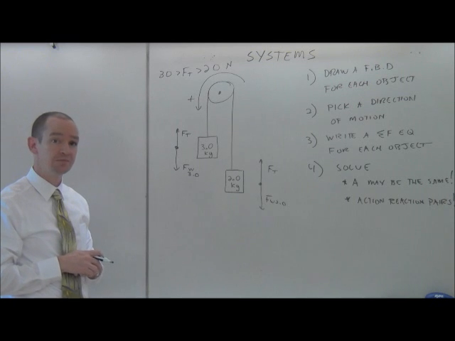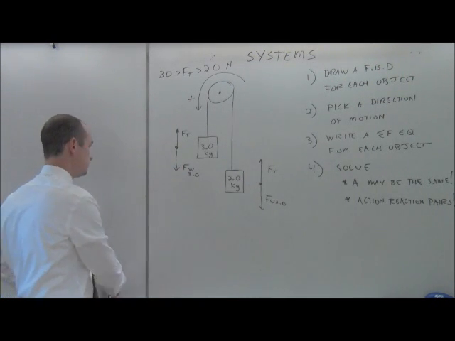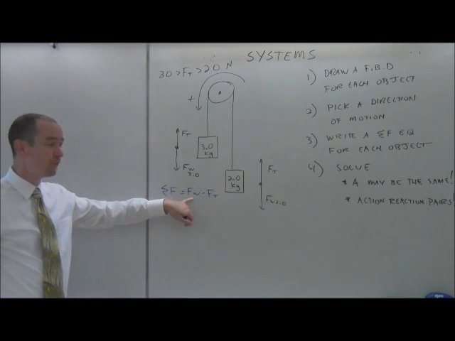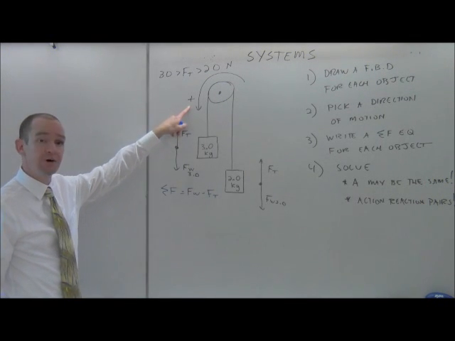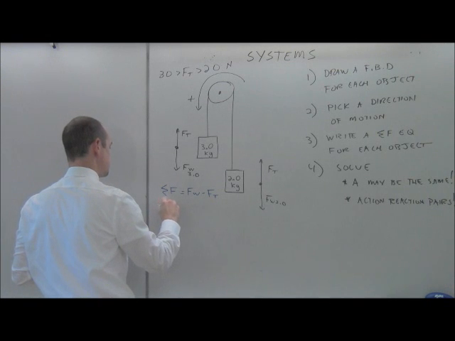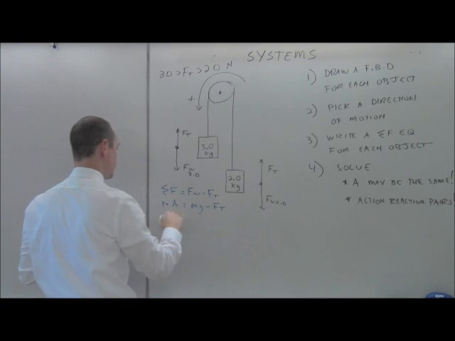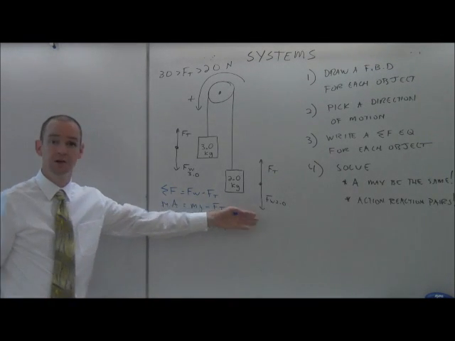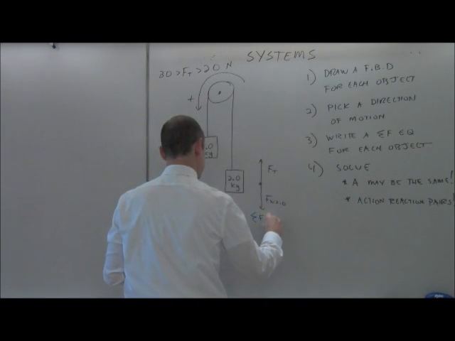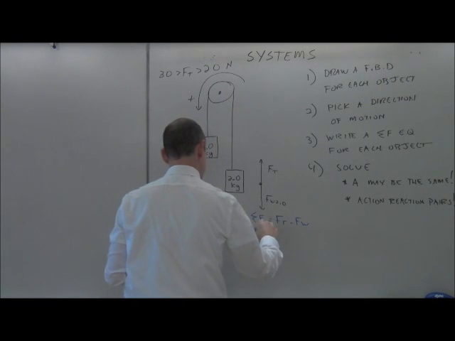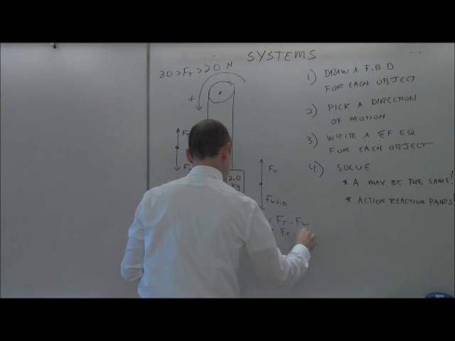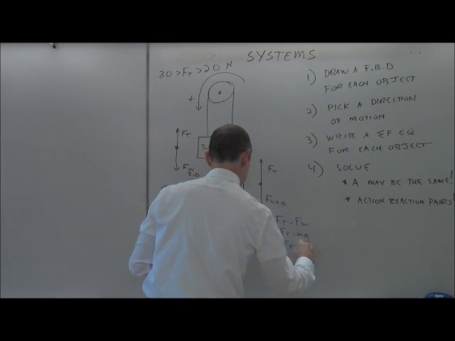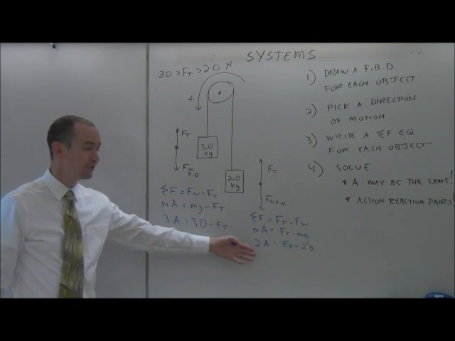Write a sum of the forces equation for each object. Okay, for this object, it should make sense to you that I'm writing force of weight first and subtracting the force of tension because of how I've set my direction. Let me do this for the second object. Notice I have two equations and two unknowns.